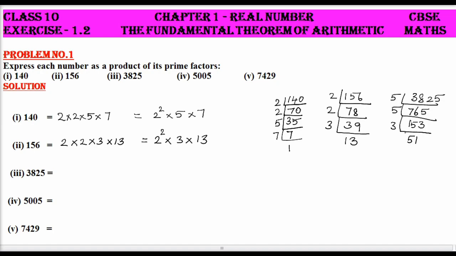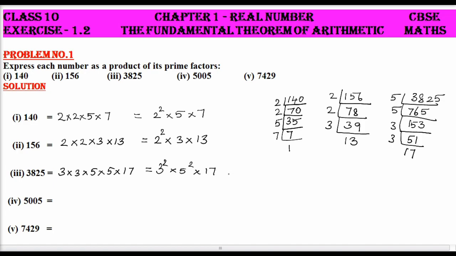Again we see that this is divisible by 3. So I get the quotient 17. 17 is a prime number, so we'll stop here. So now I have got the product of primes as 3 into 3 into 5 into 5 into 17. I have just written it in ascending order, that's all. The order doesn't matter. So now I can also write it as 3 square into 5 square into 17.